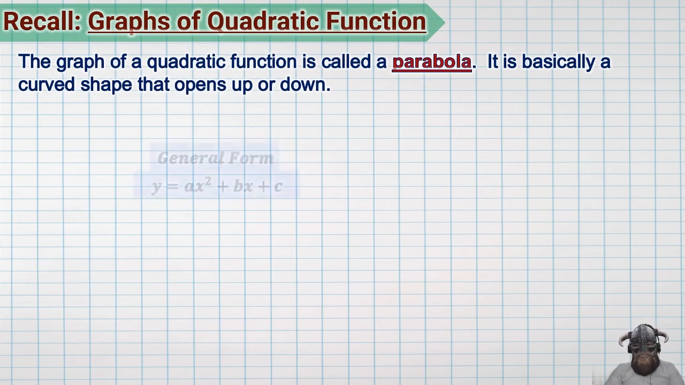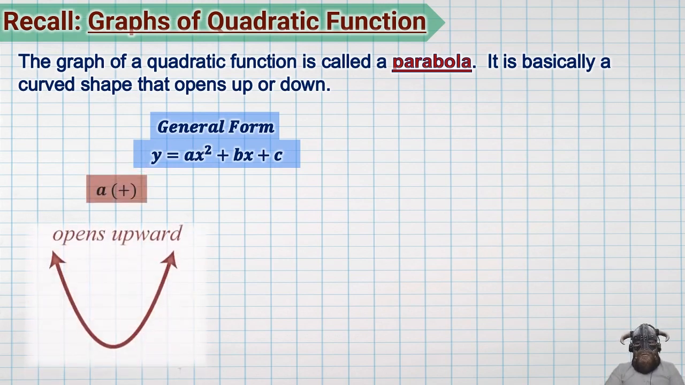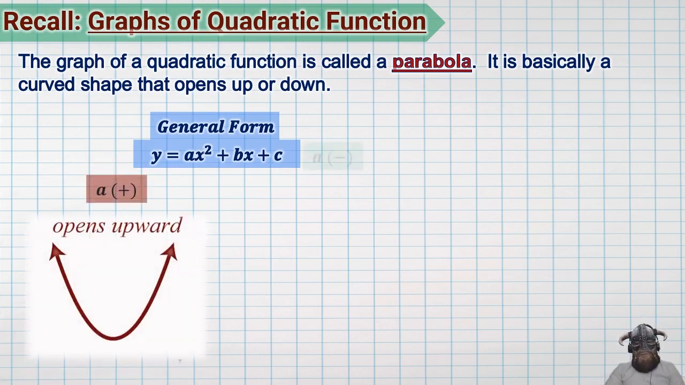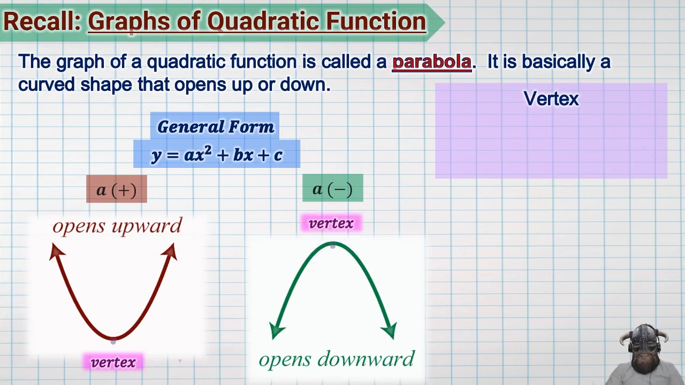It depends on its general form, wherein if A is positive, your parabola will open upward. And if A is negative, your parabola will open downward. And one of the characteristics of this parabola will be the vertex. So the vertex is the turning point of the parabola, parang dyan siya lumiliko. Ito yung point na yon for the parabola that opens upward, and ito naman yung point na yun for the parabola that is opening downward.